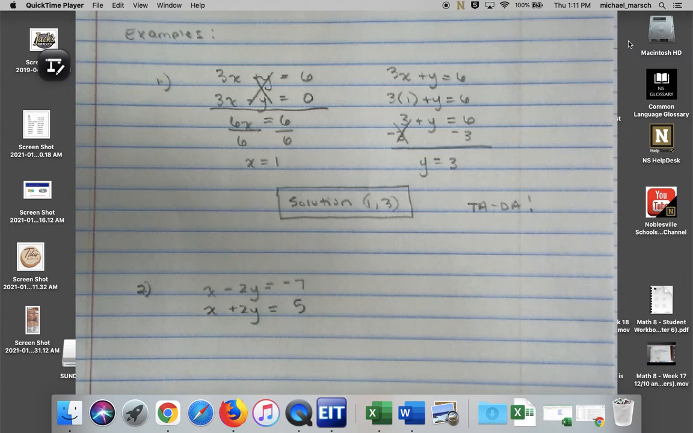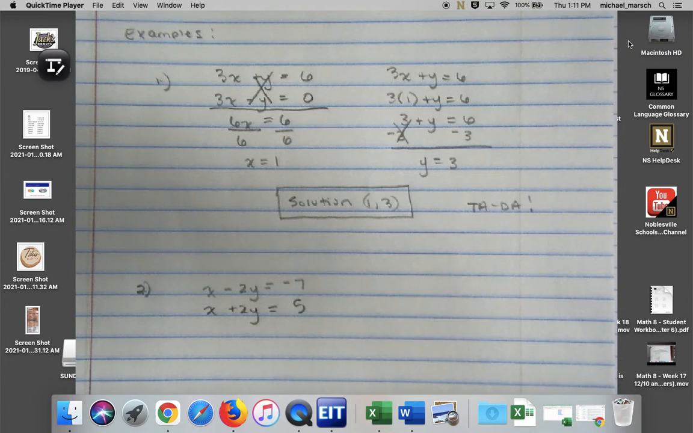Okay, so go ahead and copy down this next system. We have x minus 2y equals negative 7, and x plus 2y equals 5. At first glance, you're probably thinking maybe I have to do something with the x's. Why can't we eliminate the x's? Because they're both positive, right? So you have to pay really close attention to those positive and negative symbols.